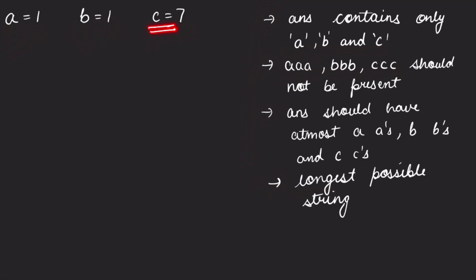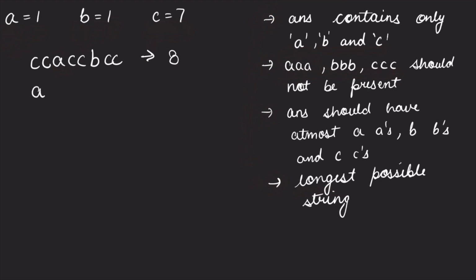So let's suppose I start with C, right? Then what can be my possible string? One can be C, C, and then I cannot take C again because it will violate this condition. So let's suppose I take A here, then we take C, C again, and then B, and then C, C. Then in this case, what is the length? The length is 8. Now let's suppose you started with A.